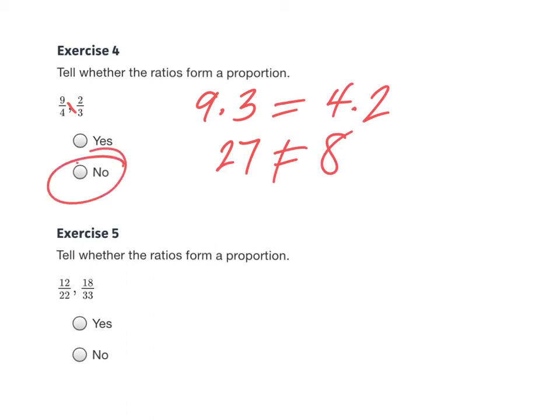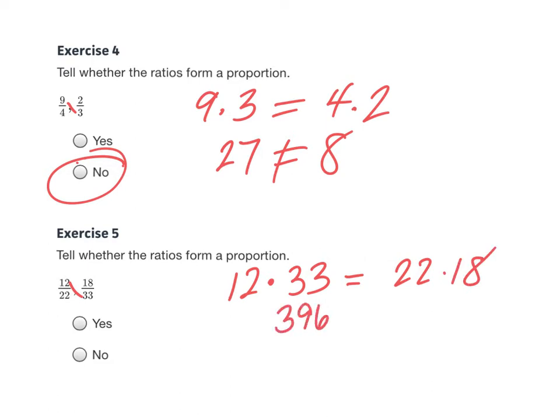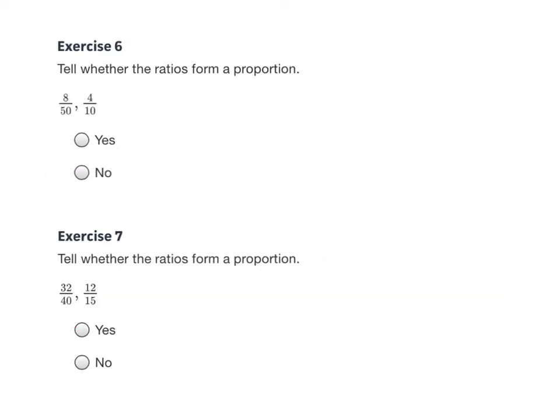I think I'll use cross products again to do this one. I don't see a real easy way to do mental math, so I would be doing 12 times 33, that's one cross product. Seeing if that is equivalent to 22 times 18. I multiply these and I get 396. 22 times 18 equals 396, so yes, these form a proportion.